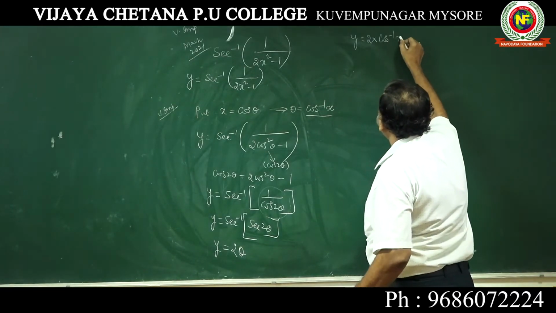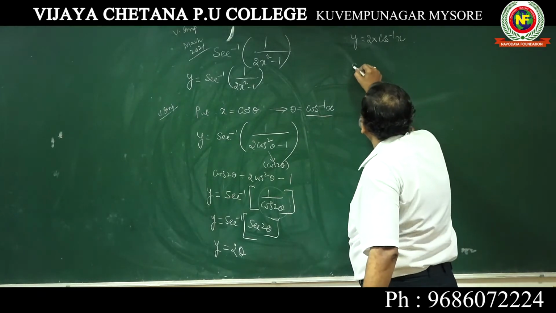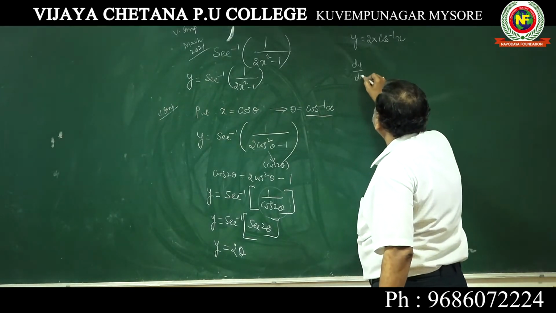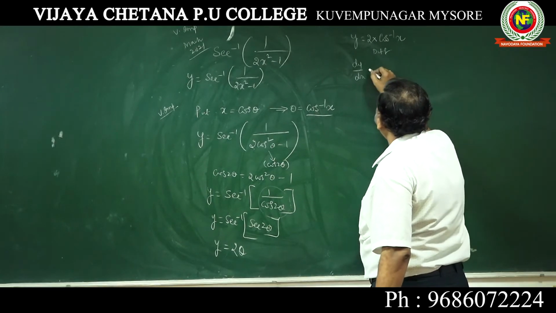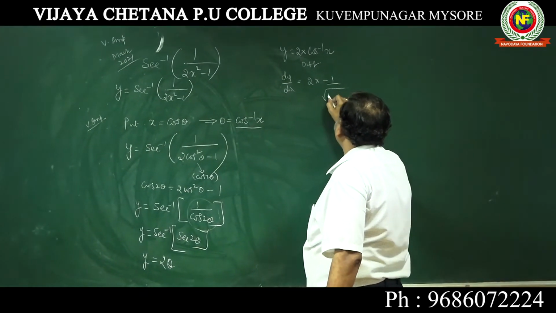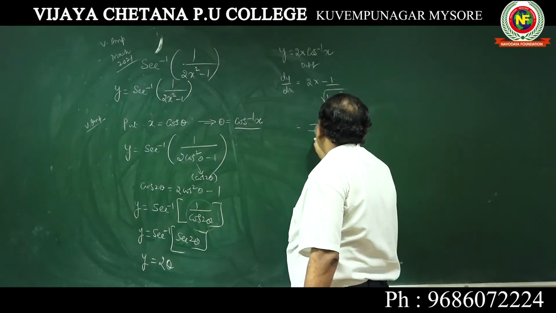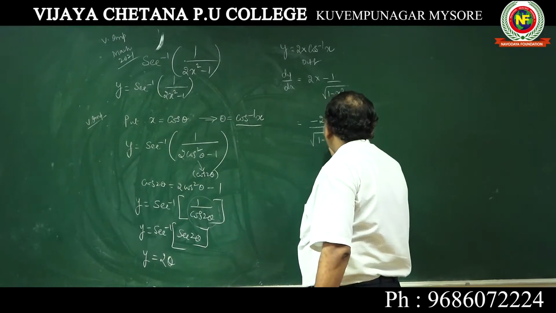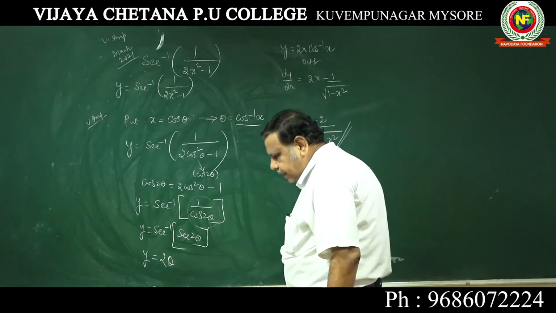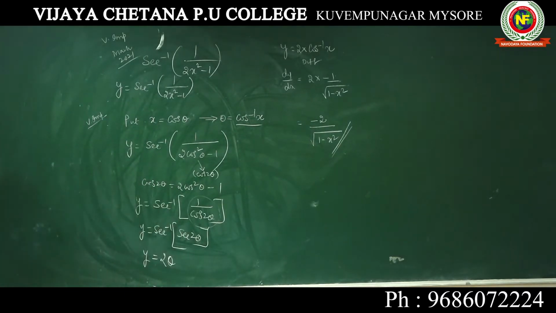You should know theta is cos inverse x. Now you differentiate: dy by dx is equal to 2 into minus 1 over root of 1 minus x square, or your final answer is minus 2 over root of 1 minus x square. This is the final answer, minus 2 over root of 1 minus x square.